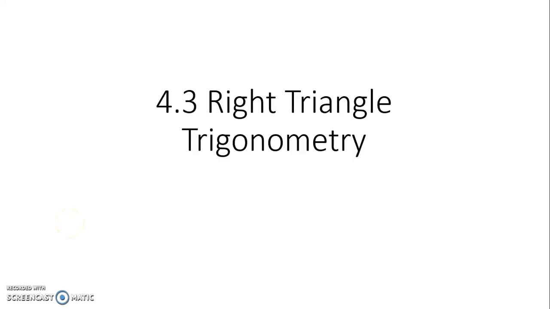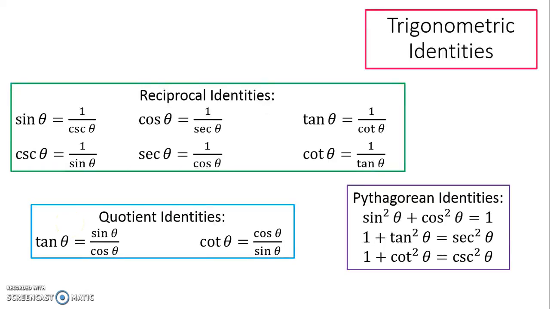4.3 is all about right triangle trigonometry. So let's get straight into some of our identities. This first set, here in green, you've seen all of these. We know our basic sine, cosine, tangent with right triangles.